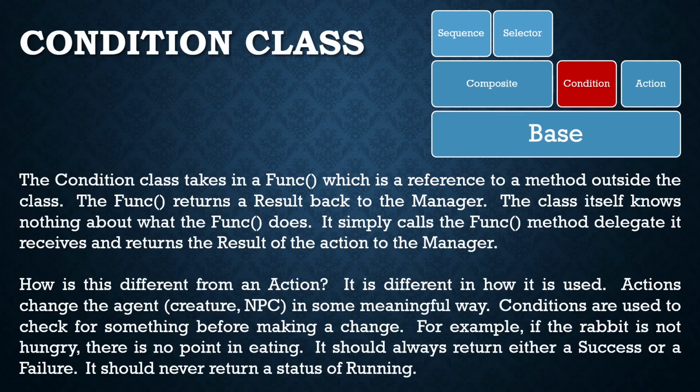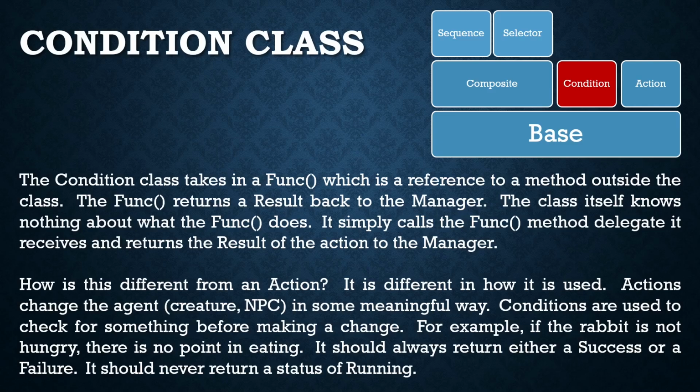Condition class takes in, exactly the same way, a function, which is a reference to a method outside the class. This paragraph is exactly the same as the previous slide. Well, what's different about them? What's different from a condition and action? How are they different? Well, they're different in how they're used. Actions change the agent. Actions do something to affect the agent, in this case, a creature or an NPC, in some meaningful way. Conditions are used to check for something before making that change.